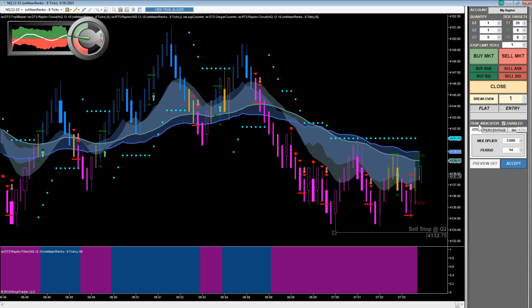The tool that you're seeing me use here on the right-hand side, this is the Trailblazer. This is essentially a one-click entry system. It's going to give me my order fill. It's going to give me my profit targets as per my setups up here. And it's going to manage my trade according to my selected stop strategy.